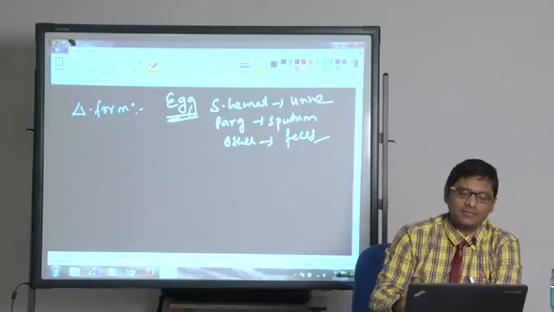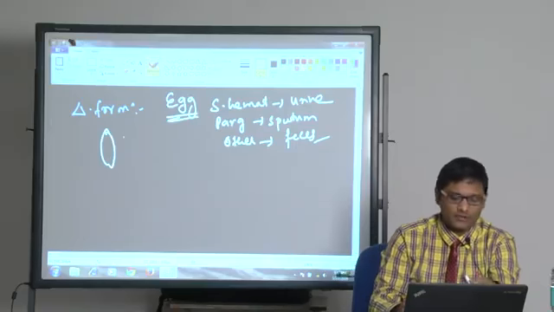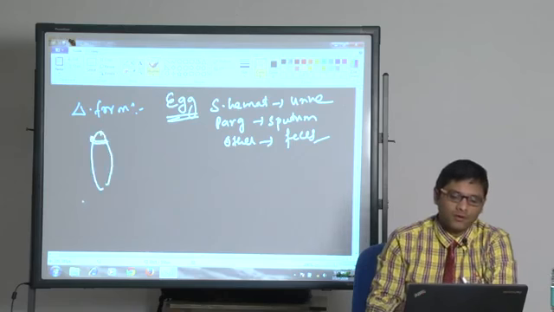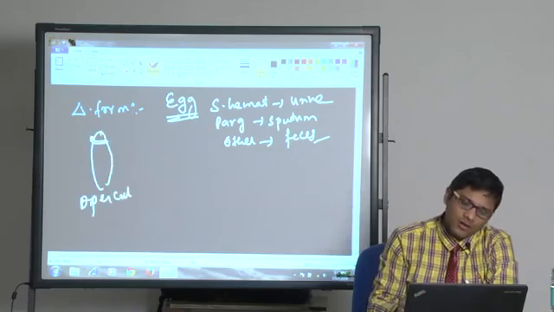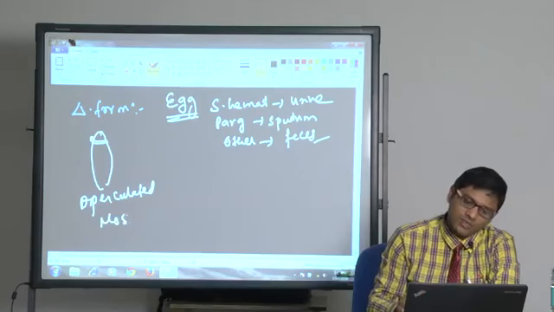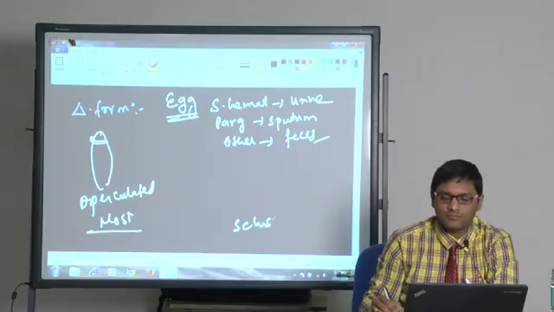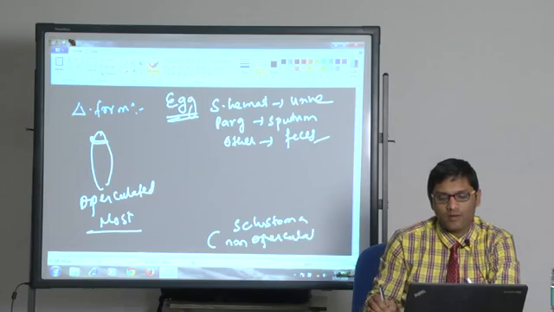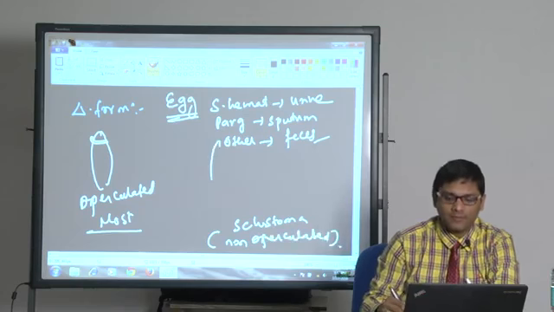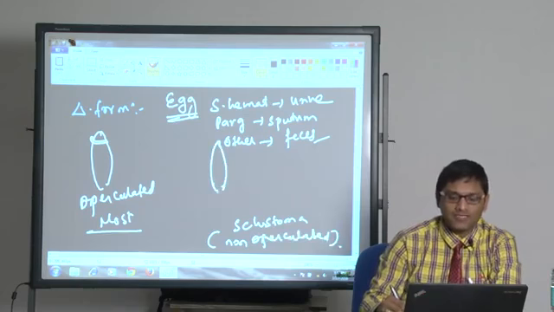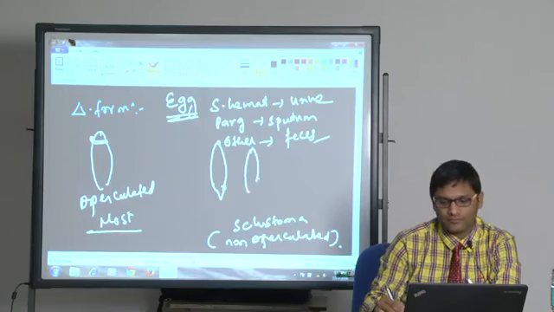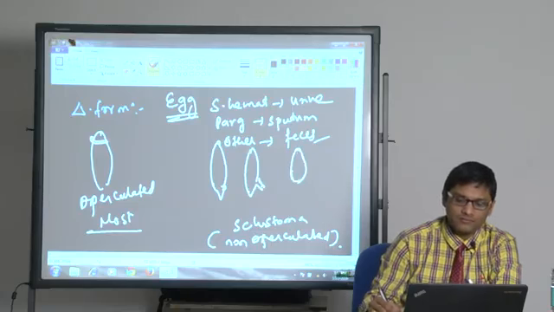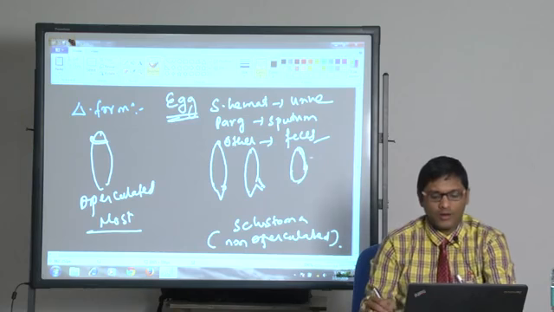The description of egg: all trematodes have operculated eggs, operculated egg in most of the trematodes except Schistosoma. In Schistosoma, the eggs are non-operculated. Instead of operculum they have a spine, and based on the spine you can speciate.